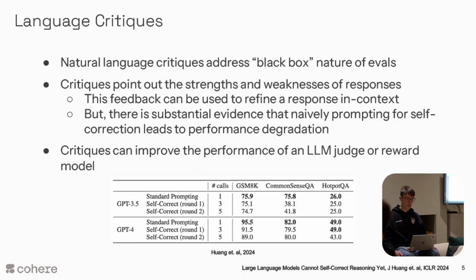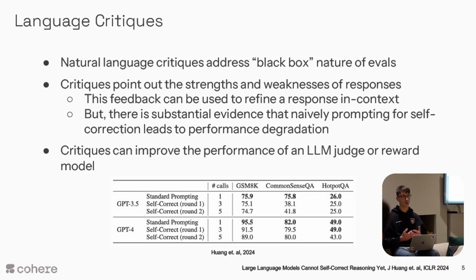The second bit of background I'd like to go over is language critiques. These address some of the black box issues of standard evaluations by instead having a human evaluator or an LLM as judge provide natural language, a couple of sentences or more, describing what was good about the response and what was bad about the response. These can be used as feedback to refine the response. I can give this critique back to the model and say, can you improve your response based on this? Or it can be used to improve the performance of the judge or reward model itself.